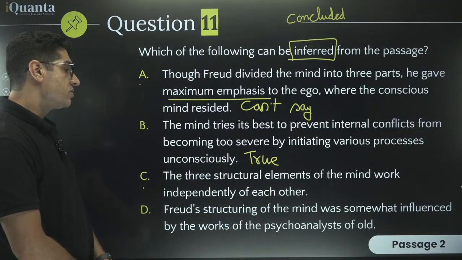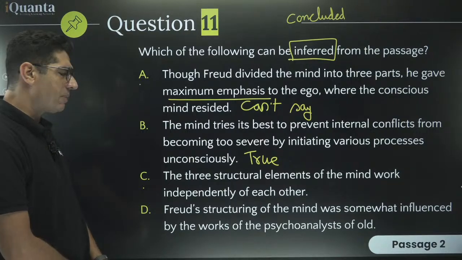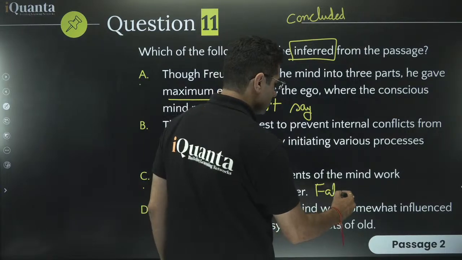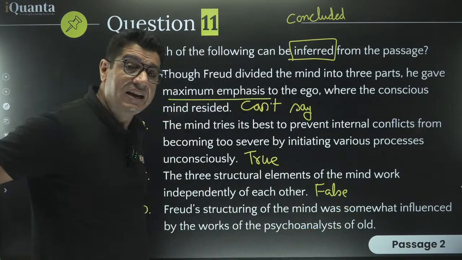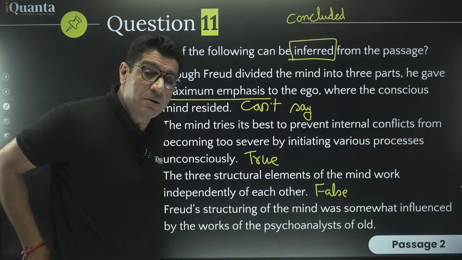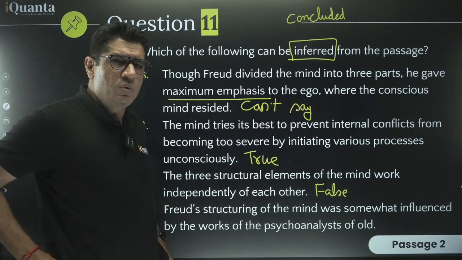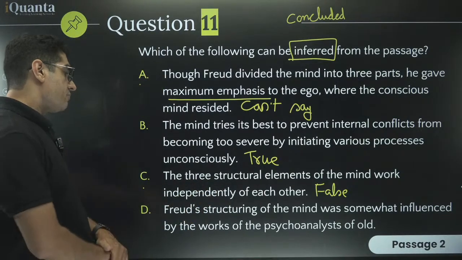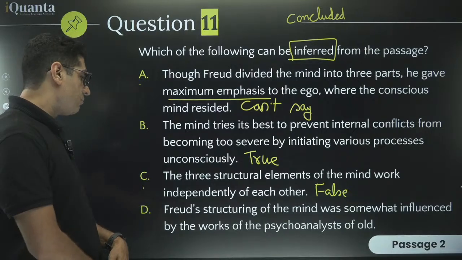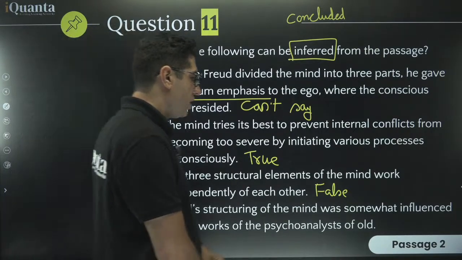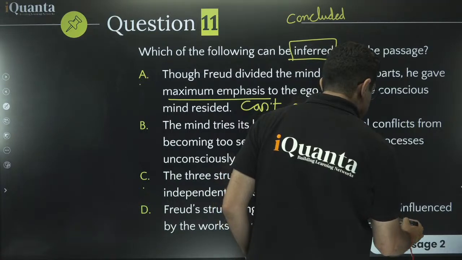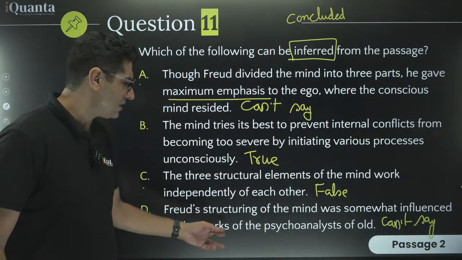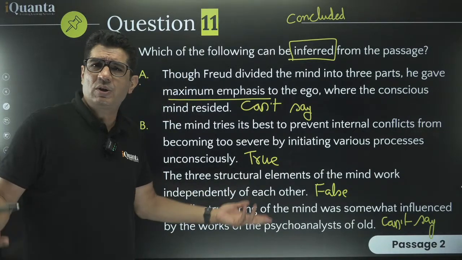How about C, the 3 structural elements of the mind work independently of each other. False. Dude, these are interconnected. So they're not working independently of each other. They are working with each other or against each other, whatever the situation may be. D, Freud's structuring of the mind was somewhat influenced by the works of the psychoanalysts of old. Can't say. It is influenced by Plato, yes, but by the psychoanalysts of old, we don't know.